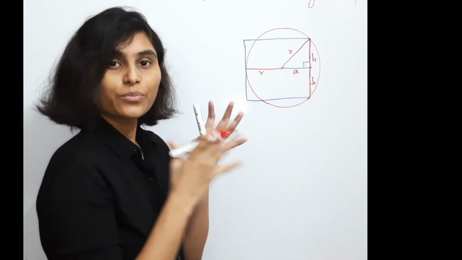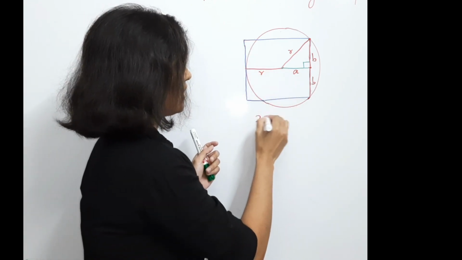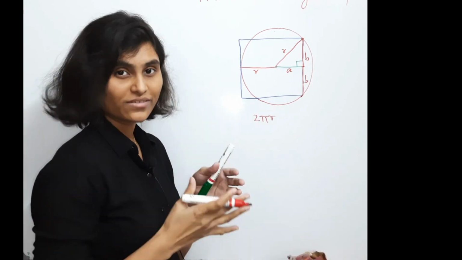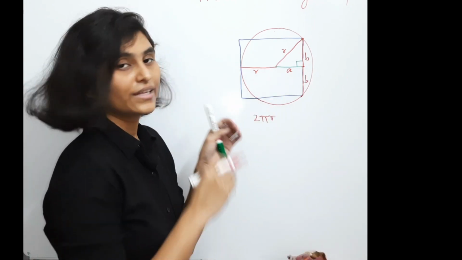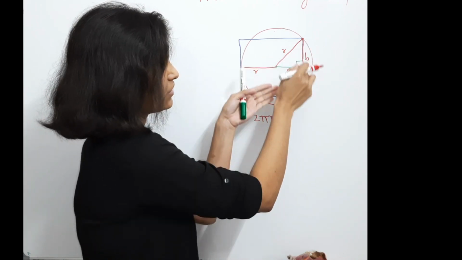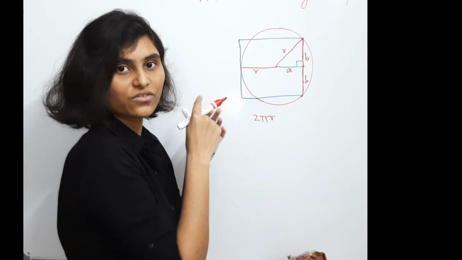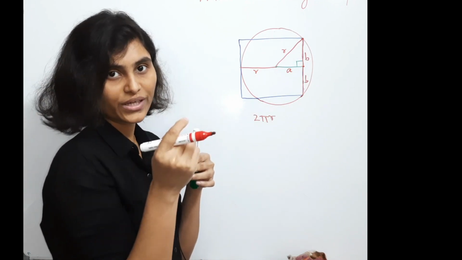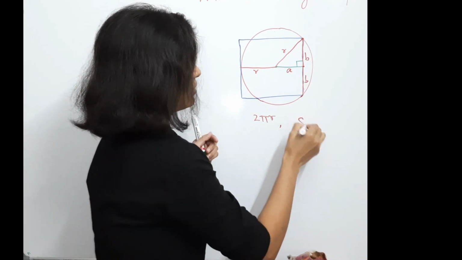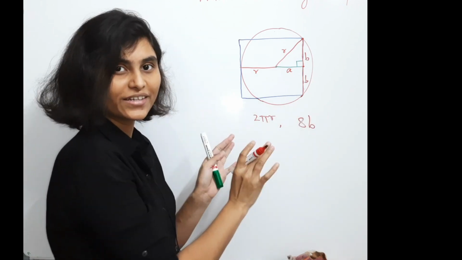Now what is the perimeter of the circle? From here we have 2 pi r, right? What is the perimeter of the square? Now clearly here the side of the square is b plus b, which is 2 times b. So what is the perimeter of the square? It is 4 times 2b, which is 8b. Now we just have to compare these two, right?